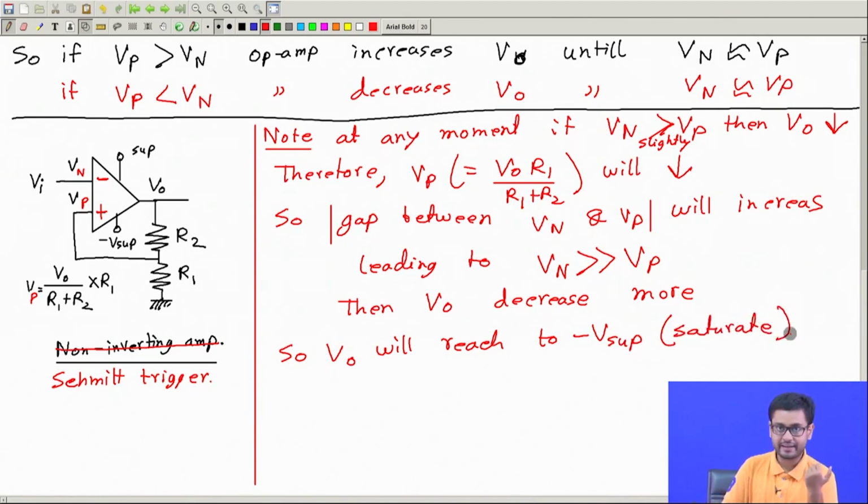You know, from the static characteristic, output cannot go below minus V supply. So therefore, it will go to only minus V supply.